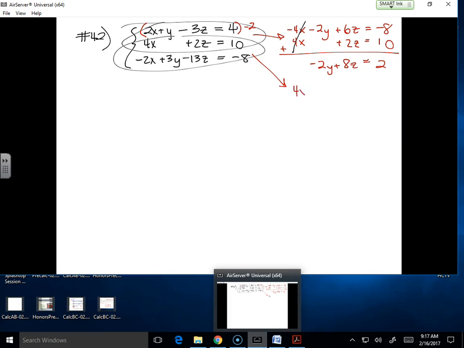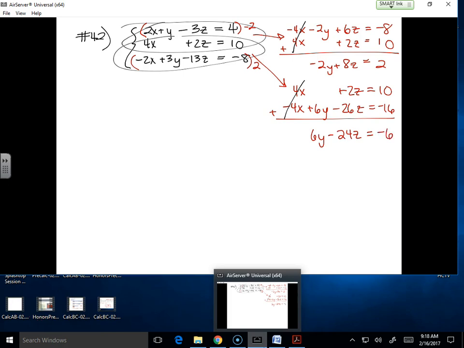I think the top guy's okay, right? Let's keep the 4x. What should we do to the bottom guy? Yeah, multiply by a positive 2 is good, because then that'll be a negative 4x plus 6y minus 26z equals negative 16. Let's add down. We're eliminating the x terms, following the system. We have 6y minus 24z equals negative 6.